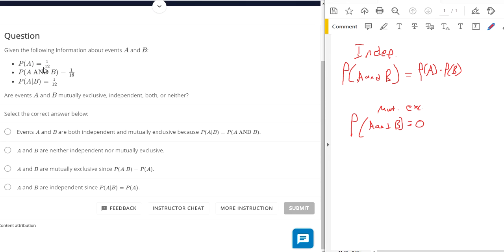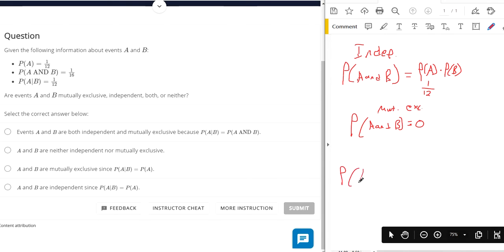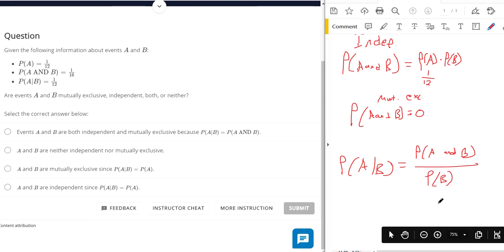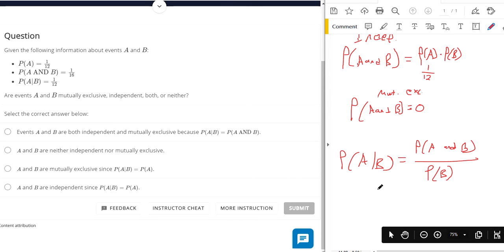If they are independent, then you should be able to take the two probabilities and multiply them. So the probability of A is 1 out of 12. Actually, we don't have the probability of B. We have the probability of A given B, which is found by taking the probability of A and B and dividing by the probability of B. That's the formula for conditional events, one event given another. So we can find the probability of event B because we know the probability of event A given B is 1 out of 12. The probability of A and B, they tell us, is 1 out of 16.